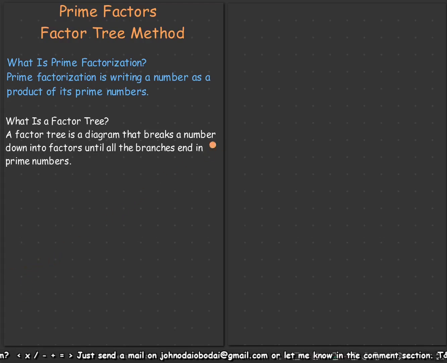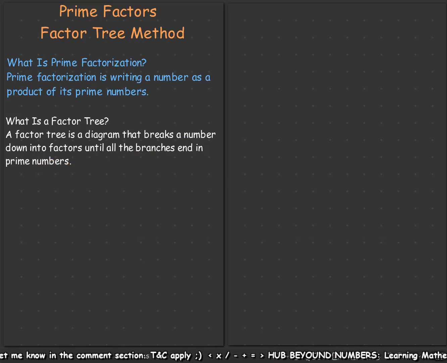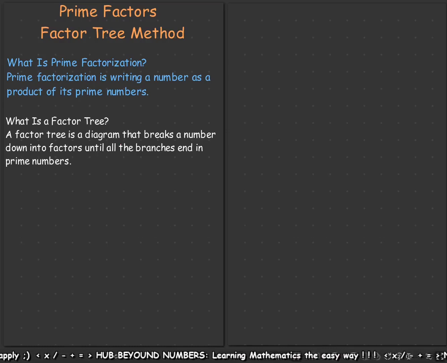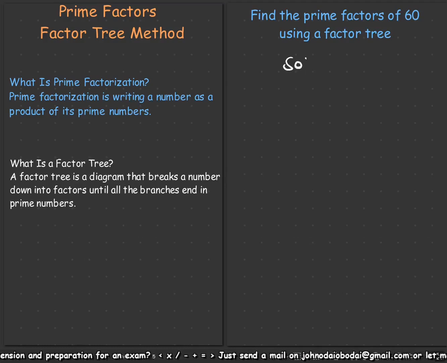The factor tree is just a diagram that breaks down numbers into factors until all the branches, we know trees have branches, right? So until all the branches end in what? Prime numbers. I would want us to quickly write out some examples so we have a feel of this method. Starting with our first question: find the prime factors of 60 using the factor tree. So how do we go about it?